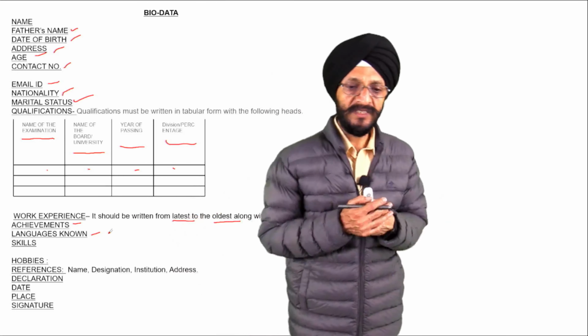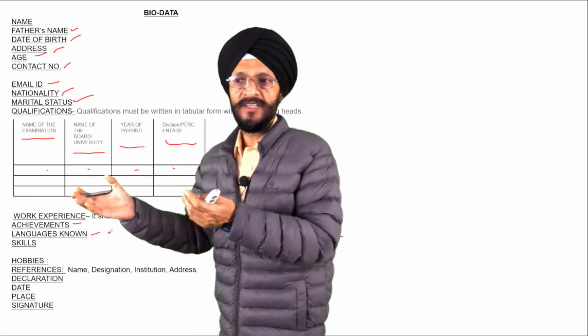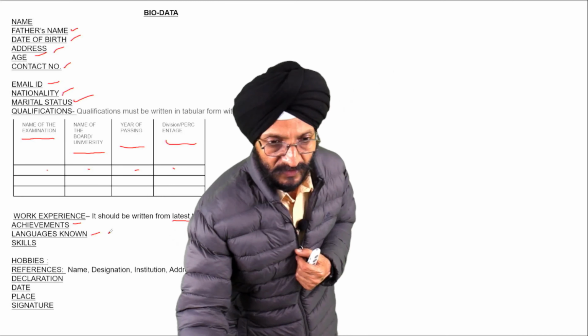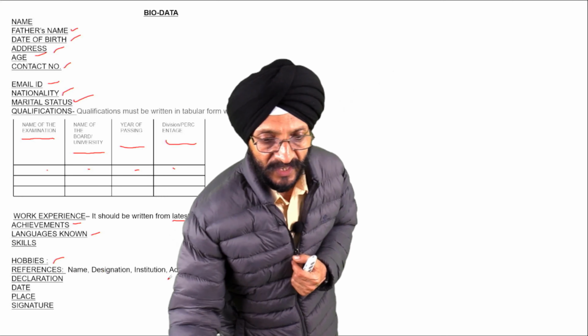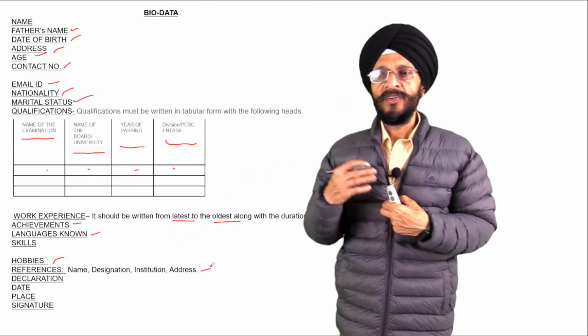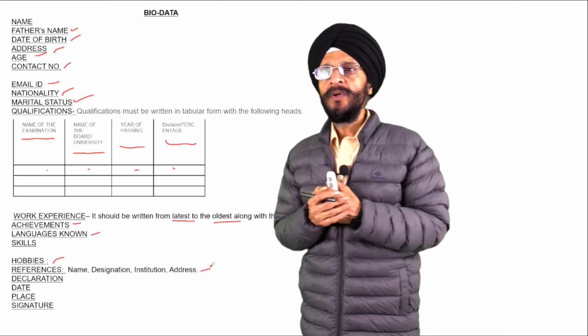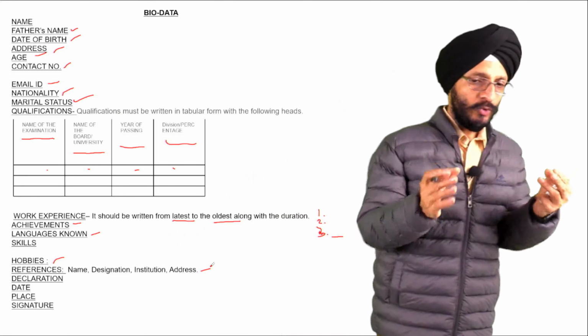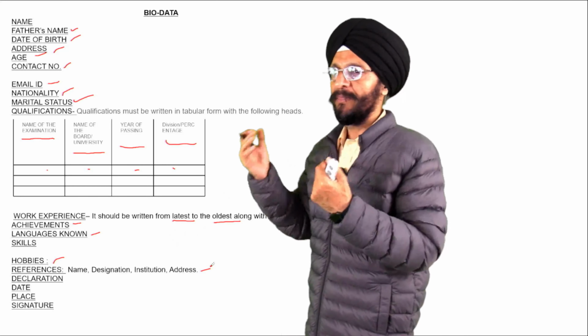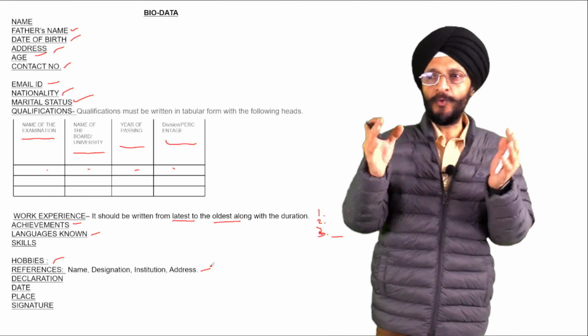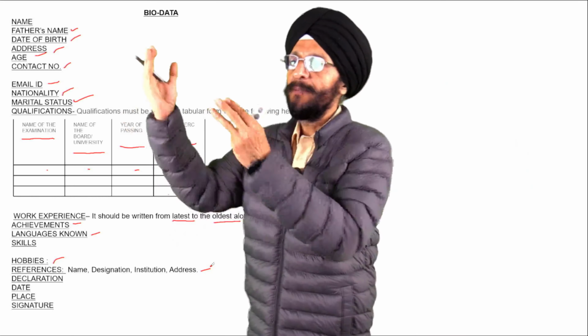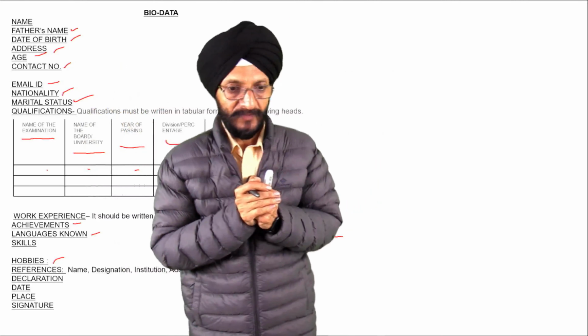Then the languages which may be known to you, English, German, French, or any other. Skills, then hobbies. Then you have to give the reference of the persons who know you and can give a response to the employer that you are a good person and you can be hired. That is, those persons who can give a type of character certificate for you to the prospective employer if the prospective employer approaches them.